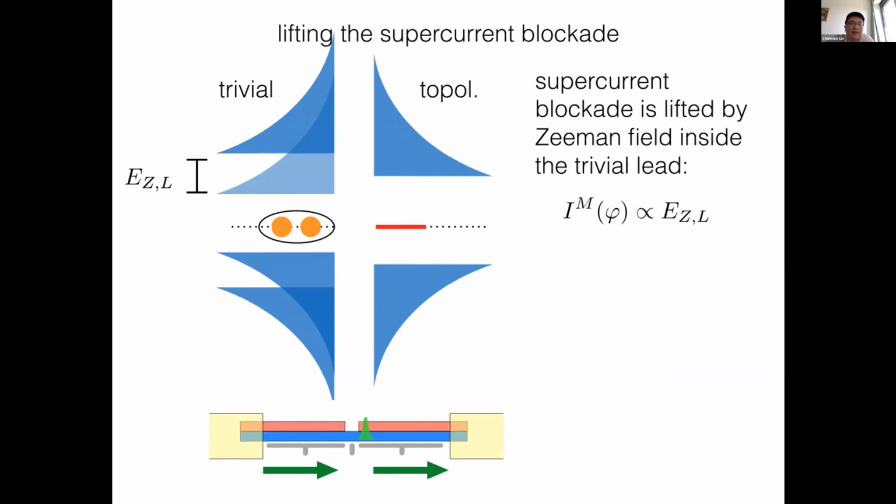But now the Majorana wave function, if it has only spin up, then the electron with spin down will be blockaded as well. So not only is the supercurrent proportional to the strength of the Zeeman field, it also has some angular dependence.